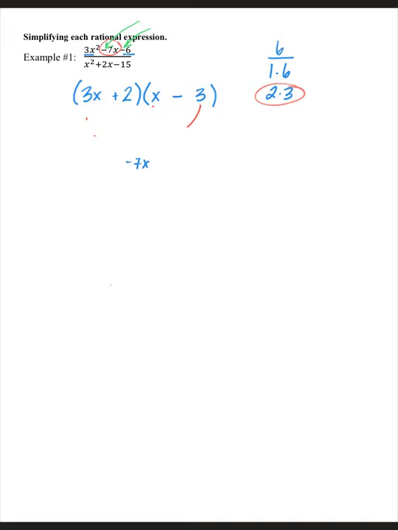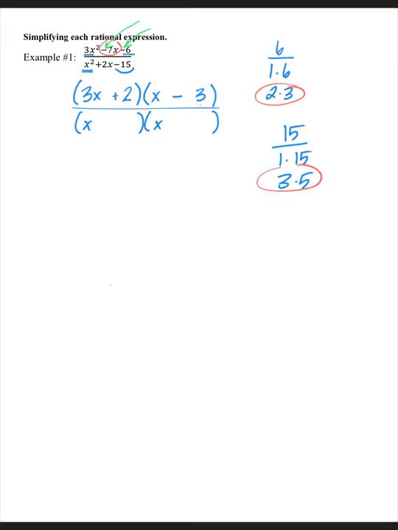Now, we're going to do the same thing with the polynomial in the denominator. I have my product of my two binomials. I'm looking for two values that multiply to x squared, so that's going to give me an x and an x. Now I'm looking for two numbers that multiply to 15. My options are 1 and 15 and 3 and 5. I'm looking for two numbers that multiply to negative 15, but when you add them, you get a 2. So I'm going to look at this combination.